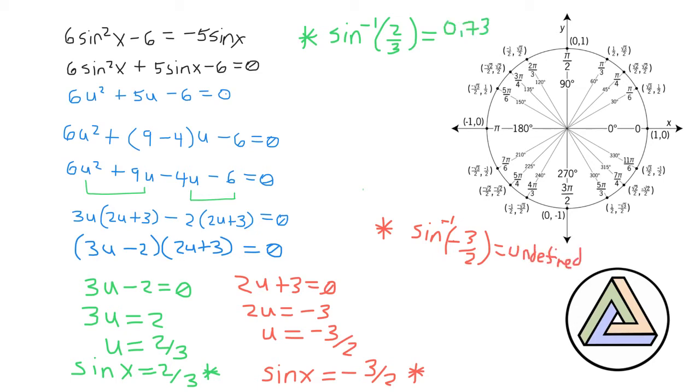So as it turns out, the inverse sine of 2/3 is 0.73, and the inverse sine of negative 3/2 is undefined. So that means there's no solution over here, so we can just disregard that.